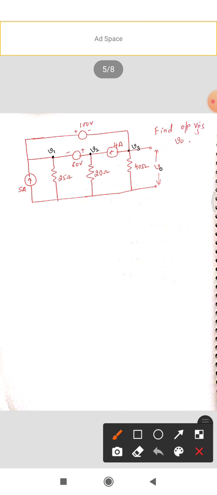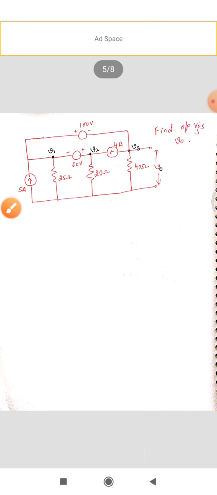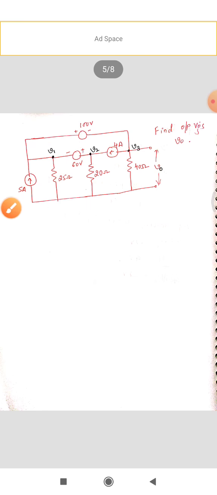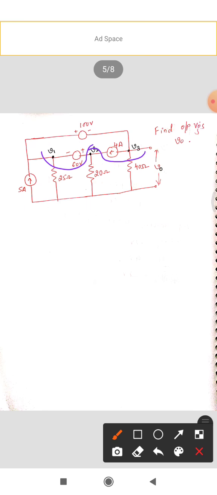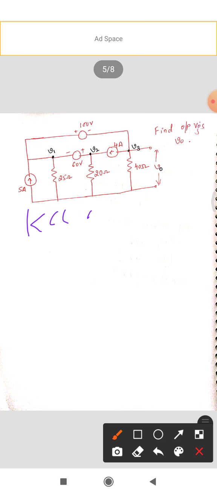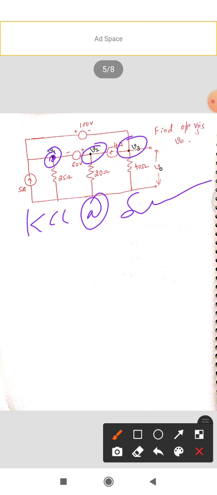Remember how many variables there are, means how many nodes there are. 3 nodes are there, so you are supposed to get 3 equations. So let's apply. This one, this one and this one, all 3 are super nodes. Let's apply KCL at super nodes. All 3 are super nodes, so we have to combine all 3 together. One equation we get from super nodes, that's for sure.